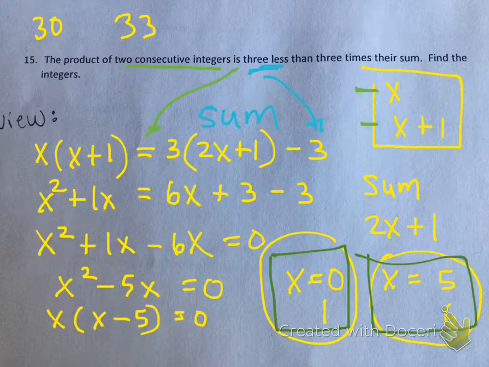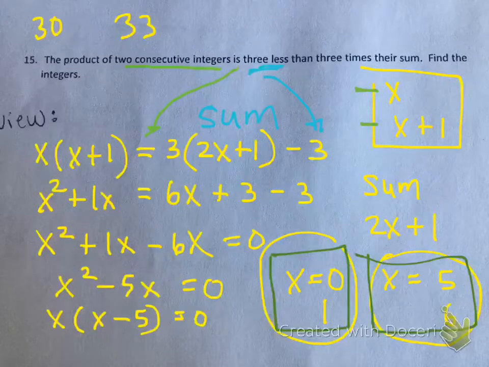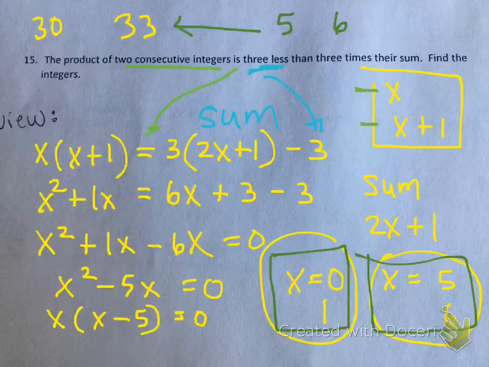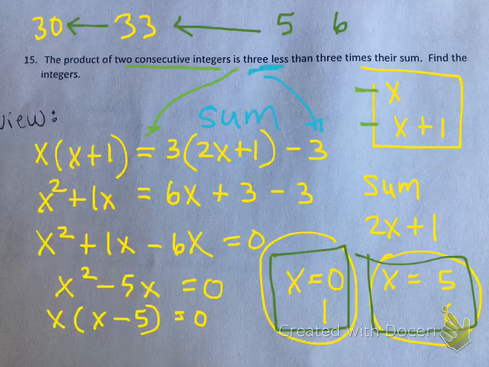And you can check them out. You read it again, check them out. The product. This is how I checked 5 and 6 right here. This is my check for 5 and 6 being the problems. The product of 2 consecutive integers. Product means I multiply them. So if I multiply them, I get 30. Well, that is going to be 3 less than 3 times their sum. So if I add them together, I get 11. 11 times 3 is 33. See? 30 is 3 less than 33. Check. That's it.